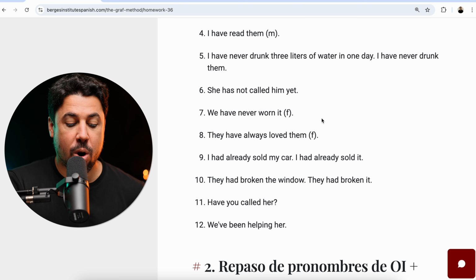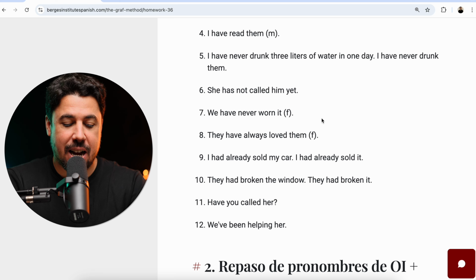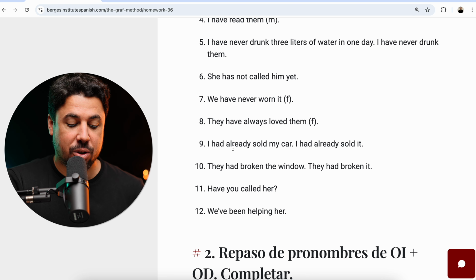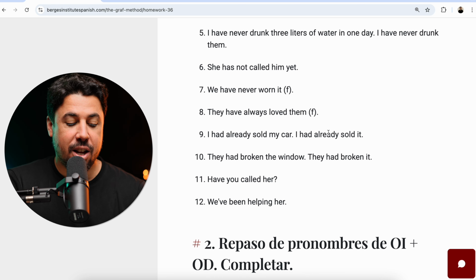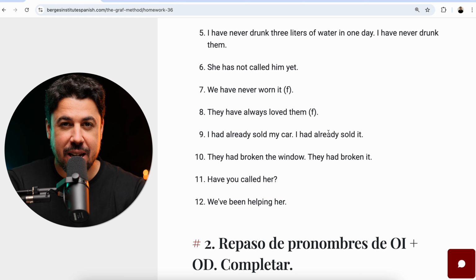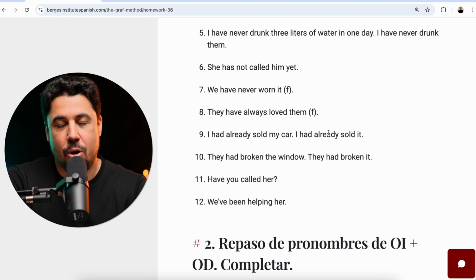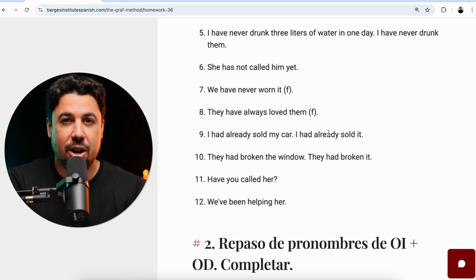We have never worn it. Nunca la hemos llevado. They have always loved them. Siempre las han amado. I had already sold my car. I had already sold it. Yo ya había vendido mi carro o mi coche. Yo ya lo había vendido.